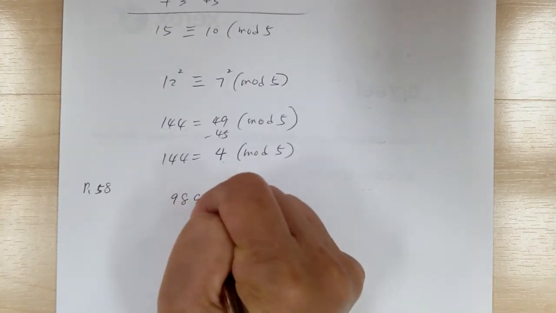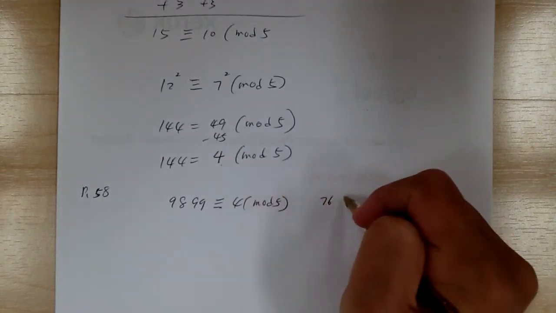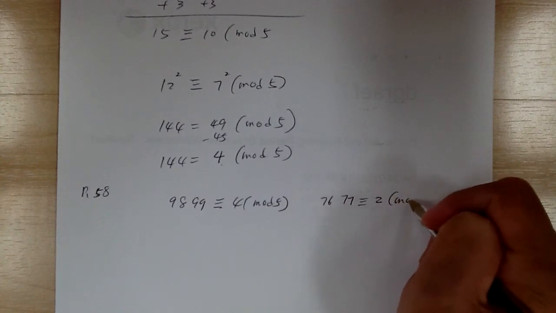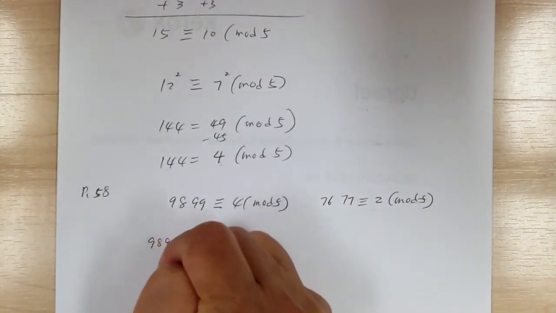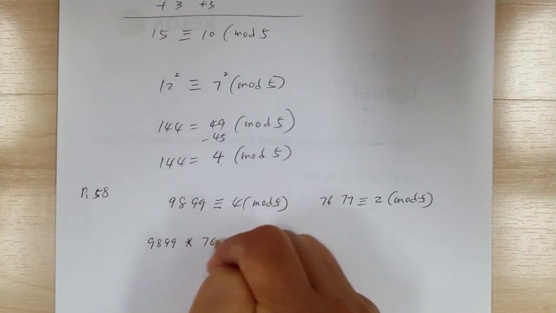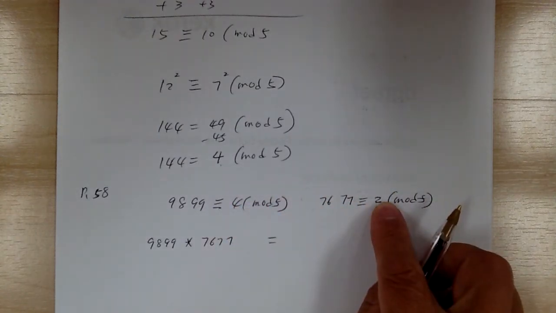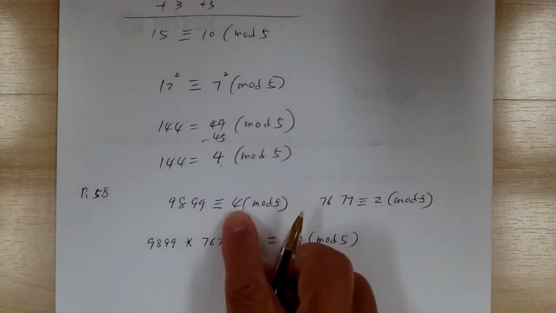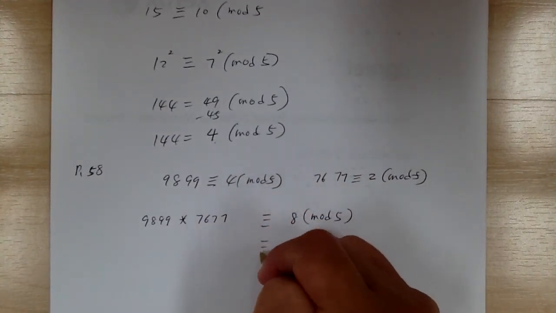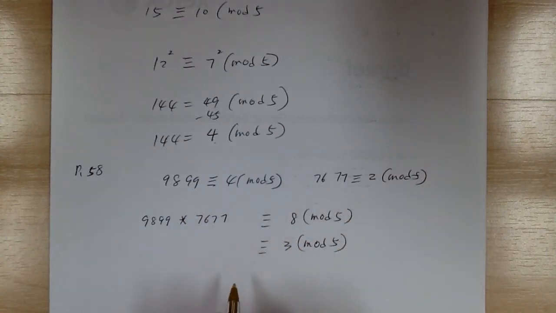It says 9899 is congruent to 4 mod 5, and 7677 is congruent to 2 mod 5. So we can say that 9899 times 7677 will equal 4 times 2, which equals 8. So this will equal 8 mod 5, right? 2 times 4 gives you 8, and this is congruent to 3 mod 5. That way you don't have to actually multiply out and then do the math.